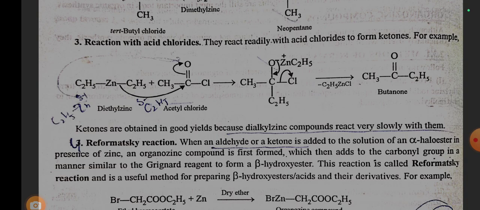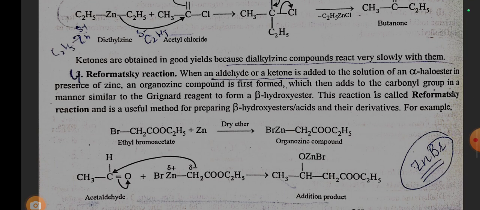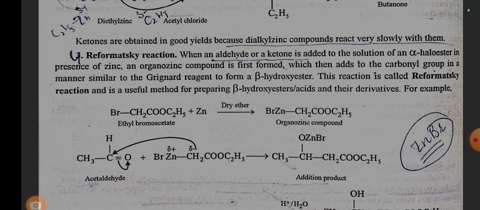3. Reaction with acid chlorides. They react readily with acid chlorides to form ketones. For example, diethyl zinc with acetyl chloride gives a product which on reduction of C2H5ZnCl gives butanone. Ketones are obtained in good yields because dialkyl zinc compounds react very slowly with them.